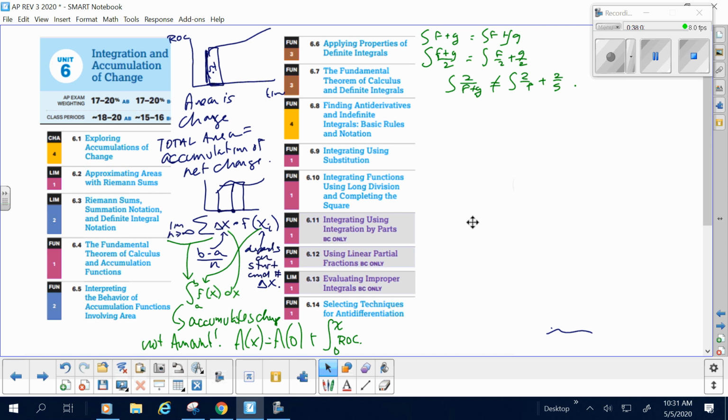Also keep in mind that if you switch the limits, you switch the sign, yeah. That's very valuable also when you want to go backwards in time. Definite integrals, check. Fundamental theorem of calculus.